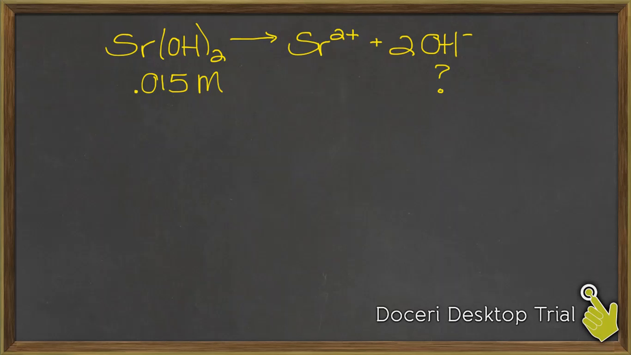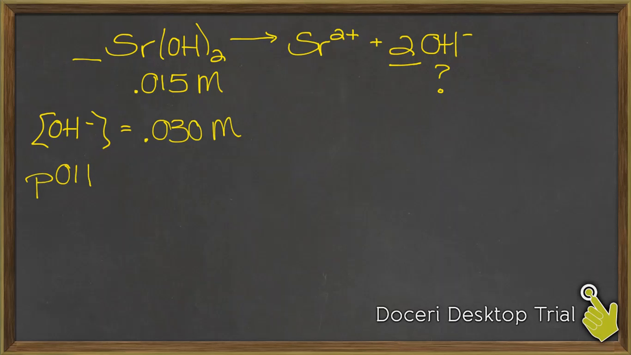Well, based on the stoichiometry, ladies and gentlemen, based on the fact that these are in a 1-to-2 ratio, hopefully you can recognize that the OH minus concentration is going to be double 0.015. It will be 0.030. And think about where you can go from there. Can't you now find the pOH? Let's see what that gives us. Negative log of 0.030.